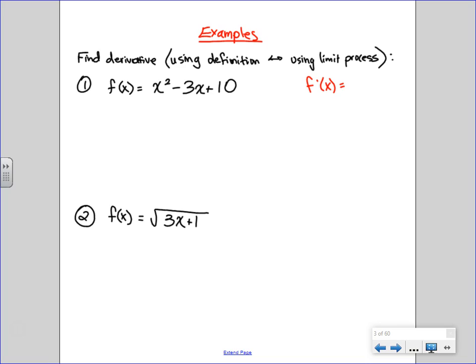And don't show anyone, don't tell anyone. If you remember the power rule, something comes down, something subtracts. And you guys saw your summer review quizzes. And some of you got this right and some of you did not.